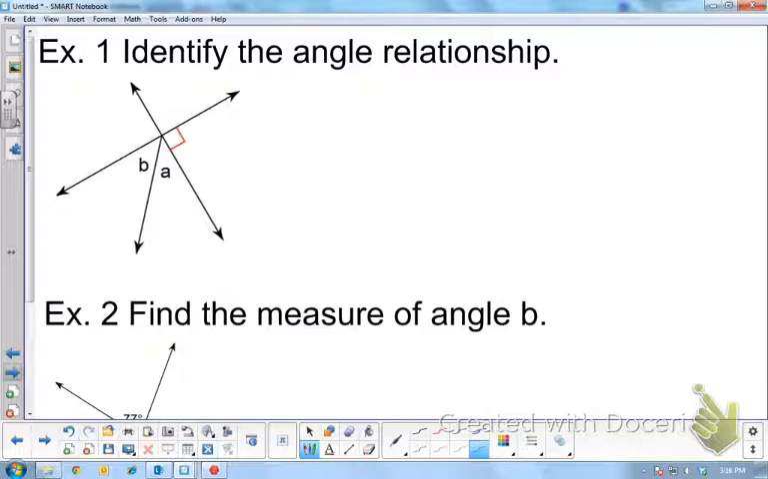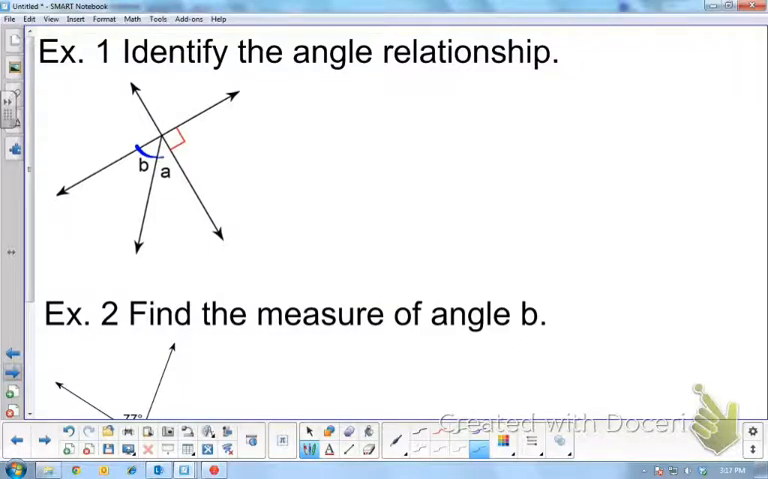So for identifying the angle relationship, we have some options. We have vertical angles, we have complementary angles, we have supplementary angles. We have the last one, which didn't have a name, but that won't appear on this identify one, so you don't have to worry about that. But if we're going to identify the angle relationship, we look for some of the key features. First, we look for where the angles are located.